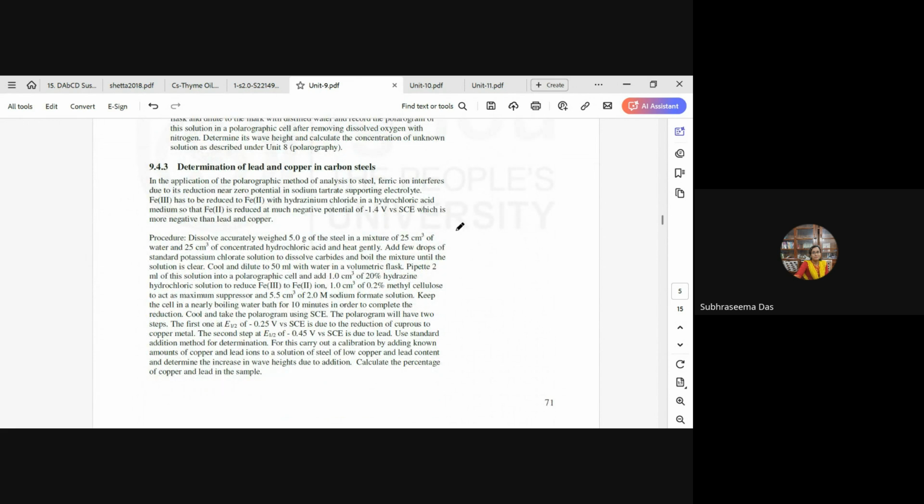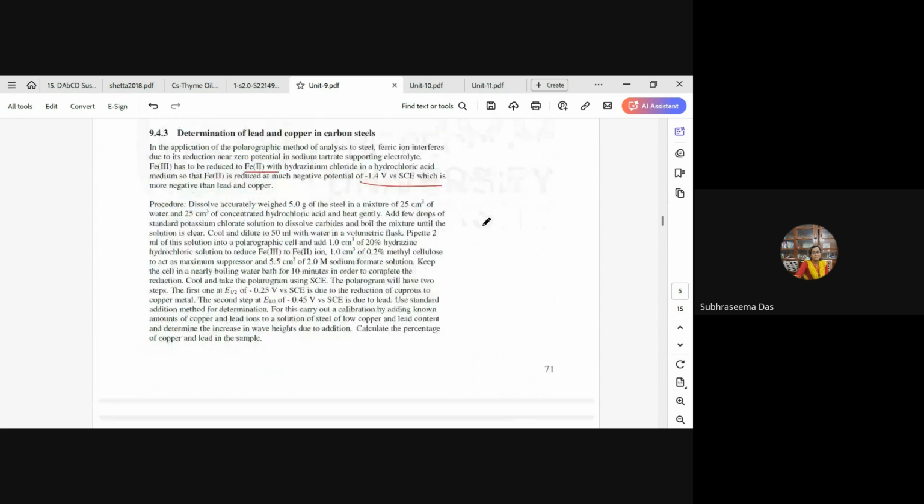Then coming to the determination of lead and copper that is present in steel. Mostly they are present as impurities in steel. In the analysis, the ferric ion that is present in steel interferes because of its reduction near zero potential in sodium tartrate supporting electrolyte. So here Fe3 plus has to be reduced to Fe2 plus with hydrazinium ion in HCl medium, so that Fe2 plus is reduced at a much more negative potential than lead and copper.